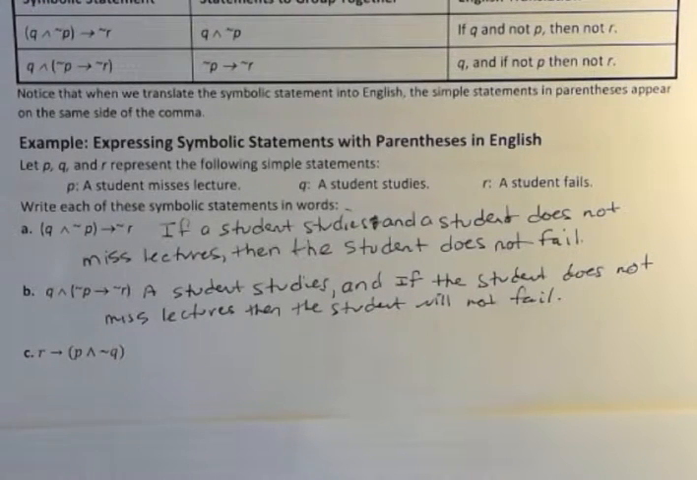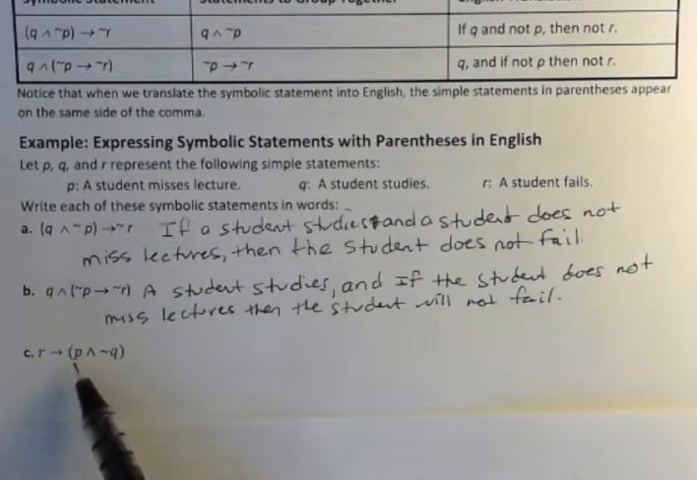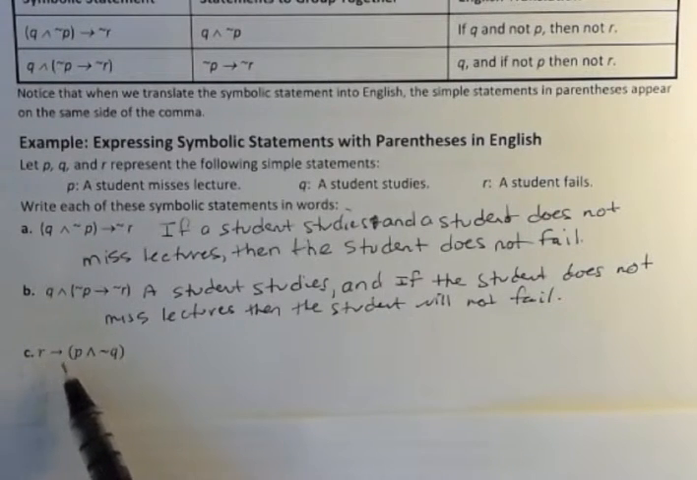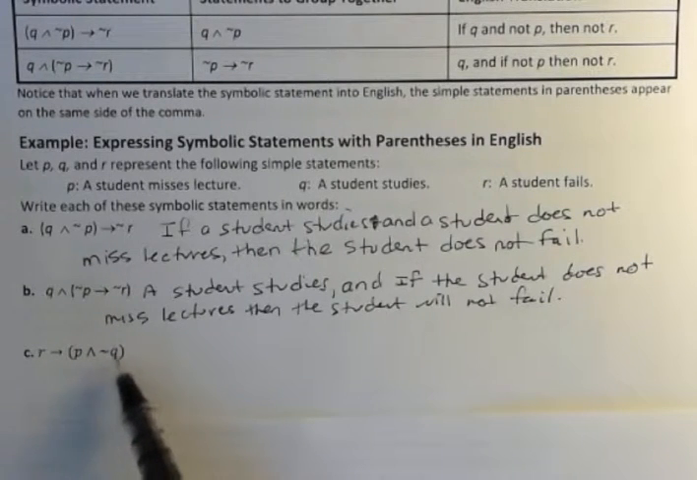So in this case, a student fails comes first, and that's the if-then. So if a student fails, comma, then a student misses lecture and they do not study. That's what that says. If a student fails, then they miss lecture and they do not study.